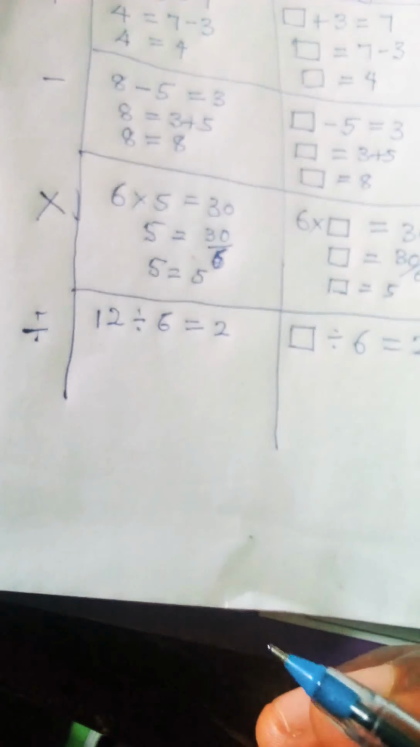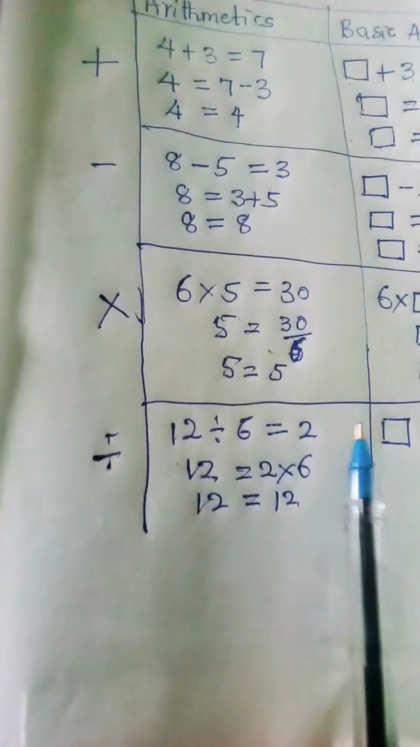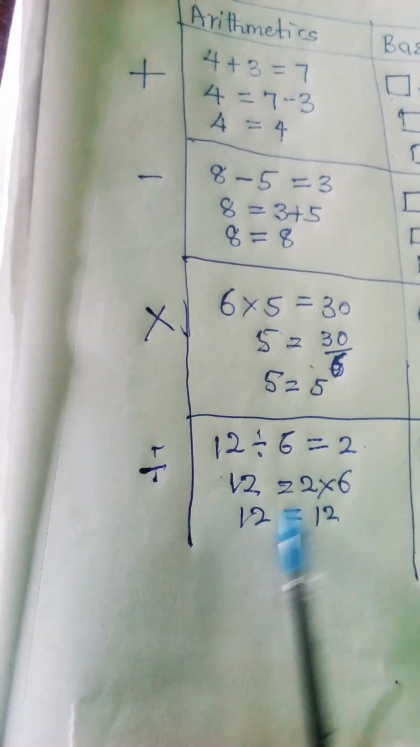Here we say that 12 equals 2 times 6, and 12 equals 12. So a number divided by another to give an answer is equal to the answer multiplying the front number. The dividend is equal to the quotient times the divisor, and that is a root 2.